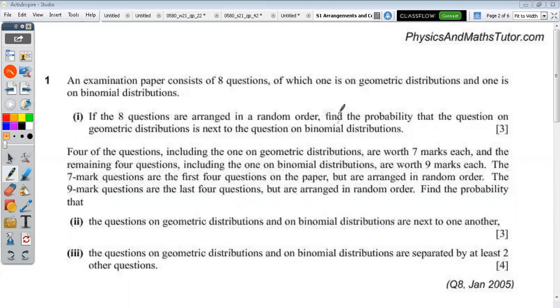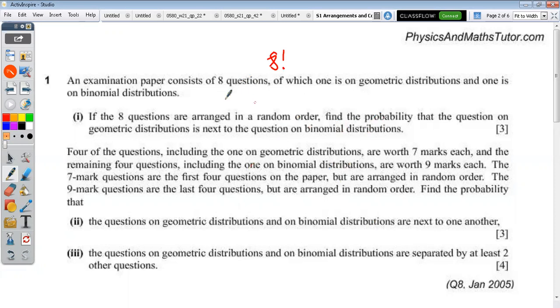So whatever the probability that they're asking is going to be over the total possible what? Total possible. Yeah. So what's the total possible if there are 8 questions? Let's say they were all different. 8 questions. If they were all different, it's 8 factorial. Do you agree? Yes, sir.